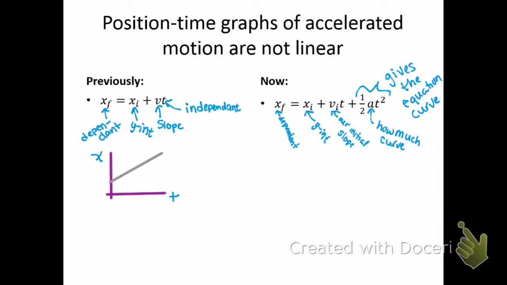Alright, so we can go ahead and look at that in the graph like we were before. I have my position axis, I have my time axis. But instead of a straight line, we have this curve. Right? We are still going to see that our y-intercept is where that line crosses the axis, right down here. We have our initial slope, the slope we begin at, and how curvy our line is.